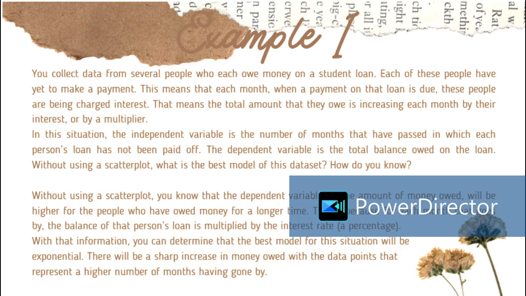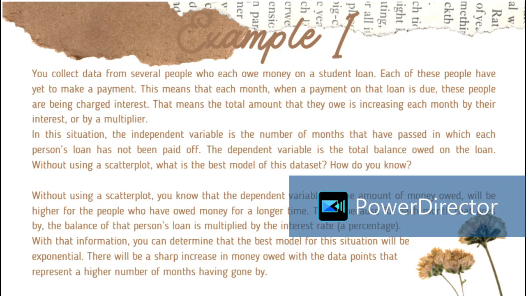This is because for each month that goes by, the balance of that person's loan is multiplied by the interest rate, a percentage. With that information, you can determine that the best model for this situation will be exponential. There will be a sharp increase in money owed with the data points that represent a higher number of months having gone by. So basically, if you don't have a math brain and you don't understand what they're saying, because we're dealing with a percentage, we know we're dealing with multiplication.